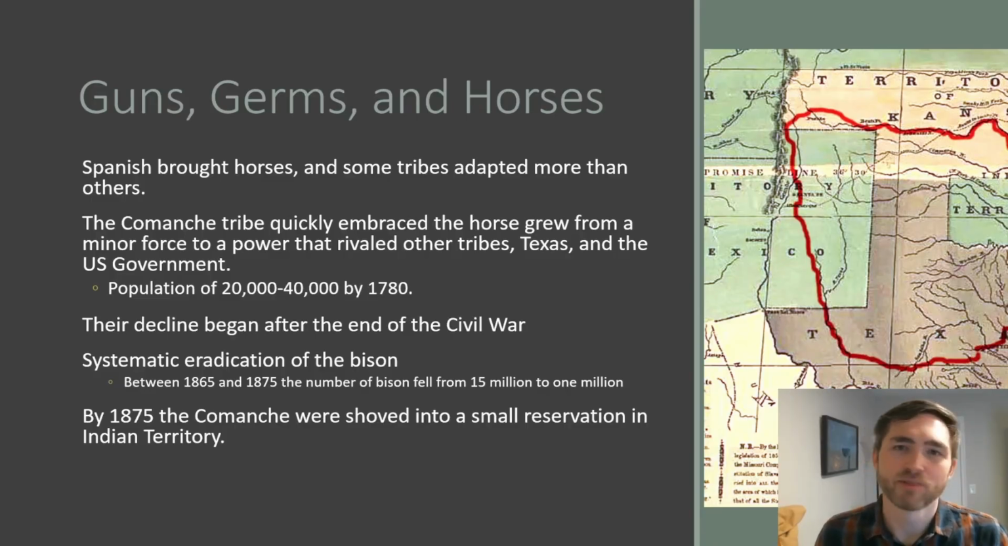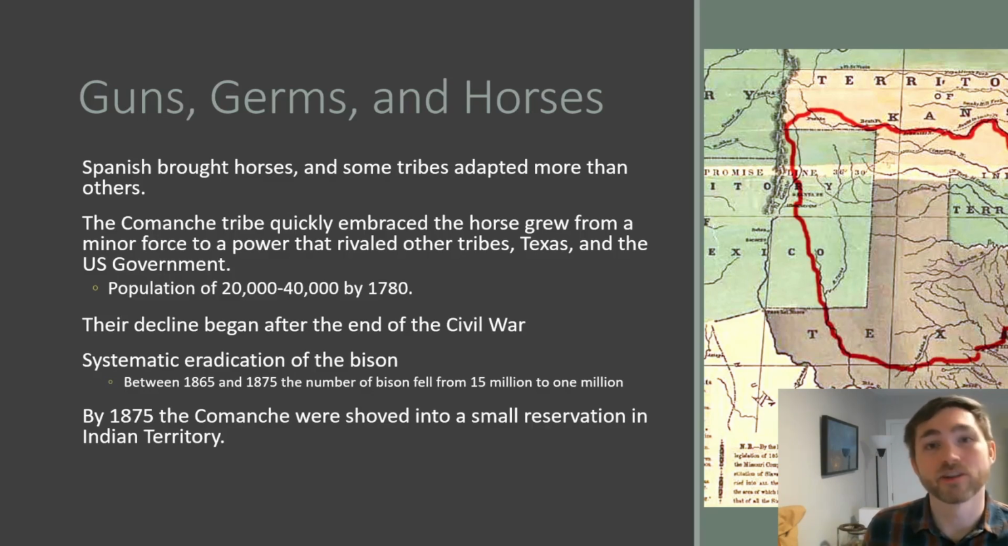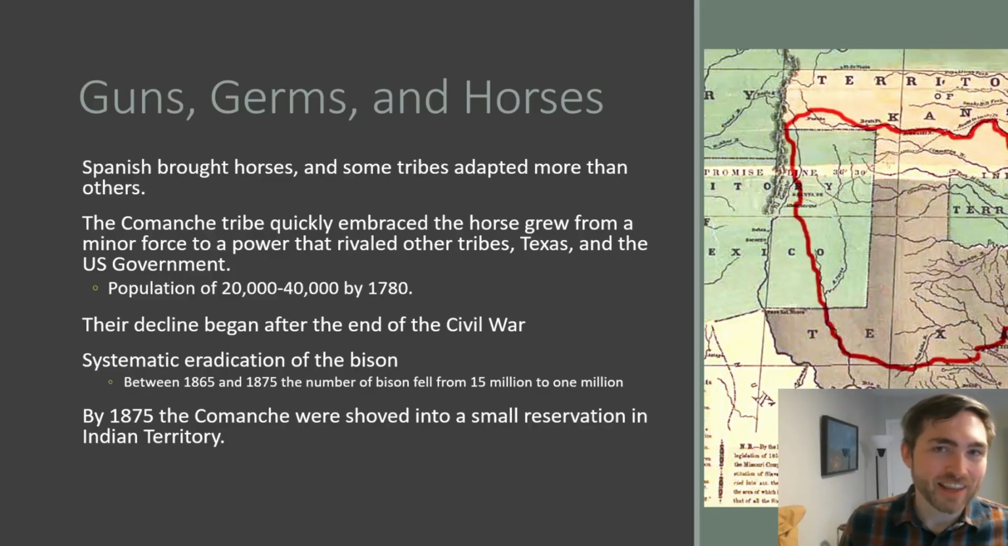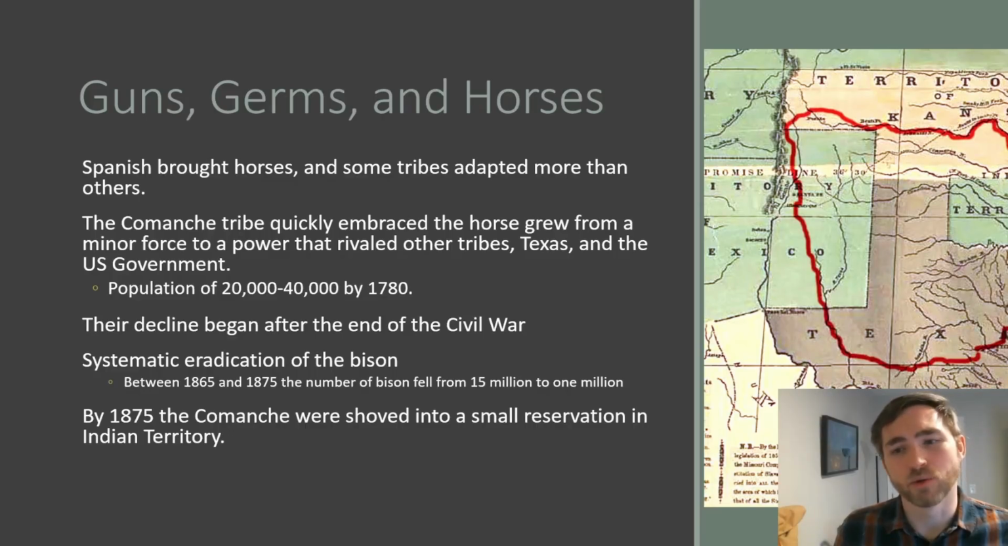This involved a long series of military campaigns that I'm not going to get into here, but a big part of it was cutting out the economic base of Comanche society. So there was a concerted effort to eradicate the bison. And between 1865 and 1875, the number of bison fell from 15 million to 1 million in the region. And in that same year, 1875, is when the Comanche finally surrendered and were forcibly relocated to Indian Territory.